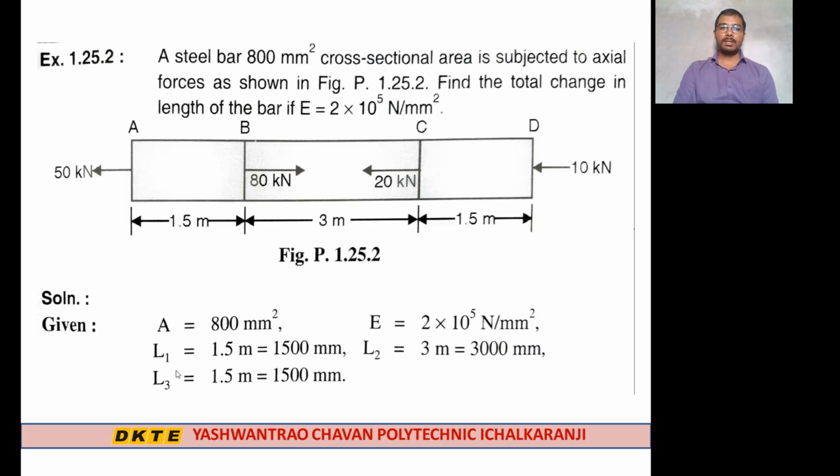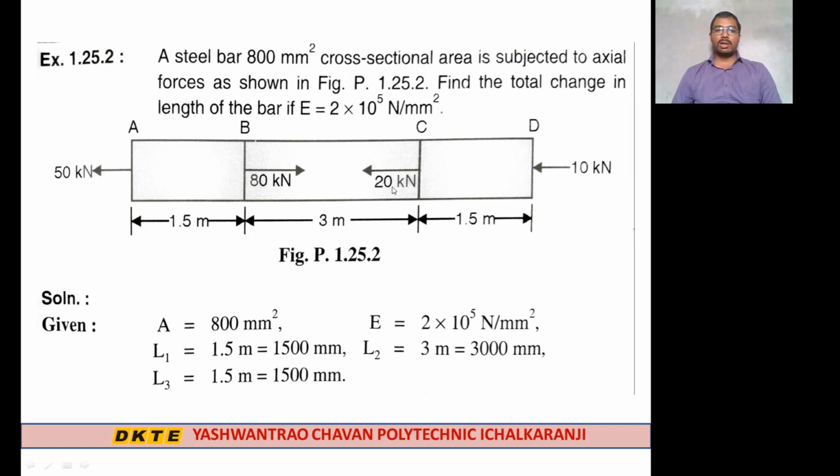Second problem. The second problem is a similar problem. A steel bar of 800 millimeter square cross sectional area, area is given 800 millimeter square, is subjected to axial forces as shown in figure: 50, 80, 20, 10 kilonewton. Find the total change in length of the bar if E is equal to 2 into 10 raised to 5. Means Young's modulus is given as 2 into 10 raised to 5, and the length of the first section is 1.5 meter, that is 1500 millimeter. Second section BC is 3000 millimeter and CD is 1500 millimeter.